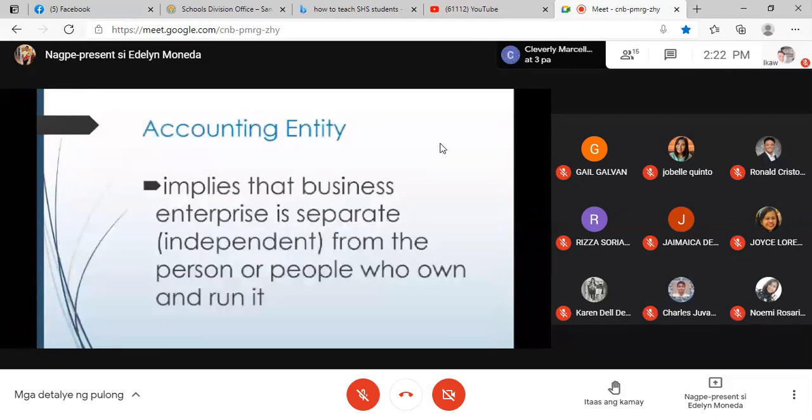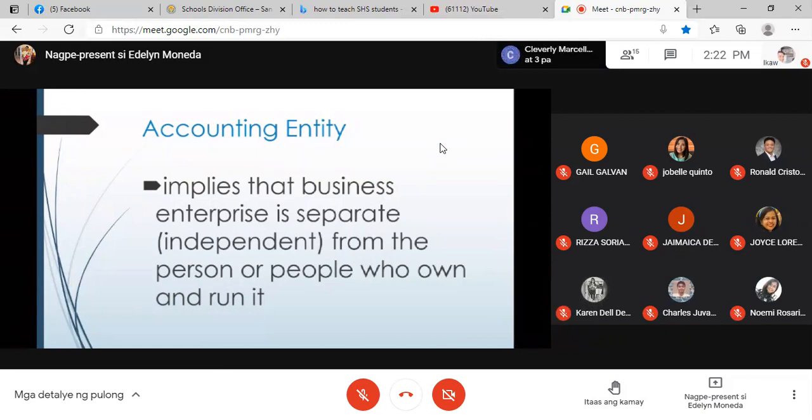So accounting entity, anyone? Can you read, please? Ma'am, ako po. Ma'am Karen. Next, please. Accounting entity implies that business enterprise is separate or independent from the person or people who own and run it. Yes. Thank you.